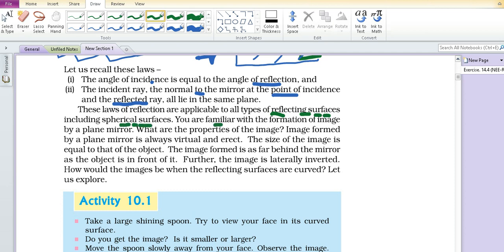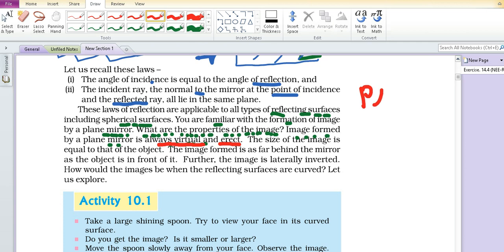You are familiar with the formation of image by plane mirror. प्लेन मिरर में कैसे image बनता है ये आप जानते होंगे. किस तरह का रियल बनता है, इमेजिनरी बनता है. प्रॉपर्टी क्या होता है इमेज का? Image formed by a plane mirror is always virtual. कैसा होता है? Not real. It is always virtual and erect.